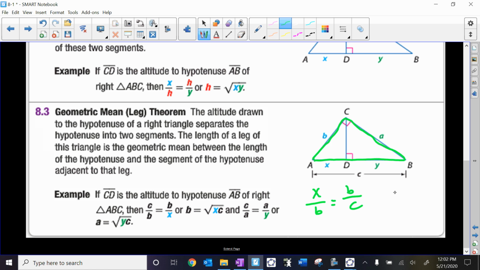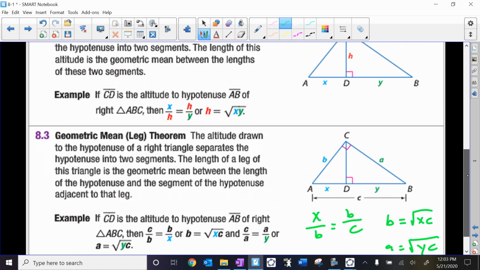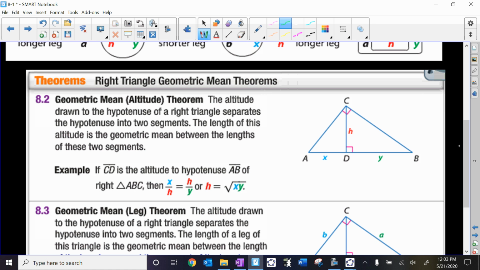Again, you can cross multiply and solve. It comes all the way out to b equaling the square root of x times c. You can see the locations on this one. b is equal to the square root of x and c. You do the same thing for a. A would just use this medium-sized triangle, and then the whole triangle again. We would say that a is equal to the square root of y times c. Okay, again, we're going to mostly use the top one, the altitude theorem.